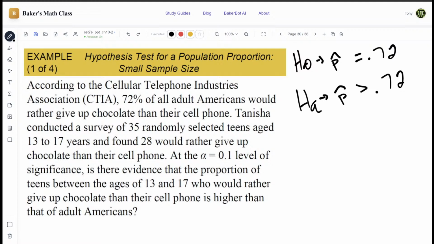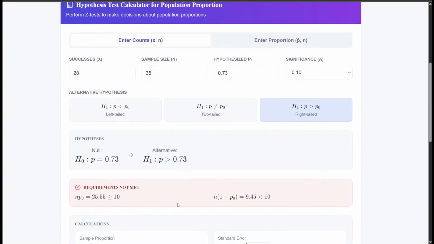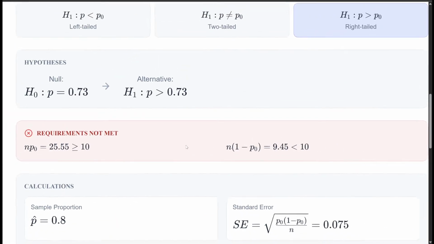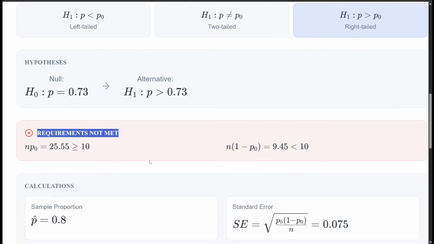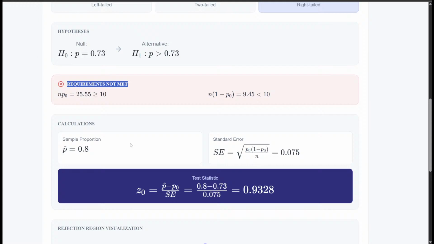Okay. So 28 out of 35, 28, 35, 73, right tails. The requirements are not met. It's not greater than or equal to 10, which means I can't do it this way.